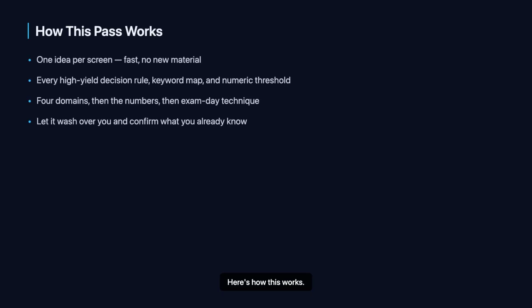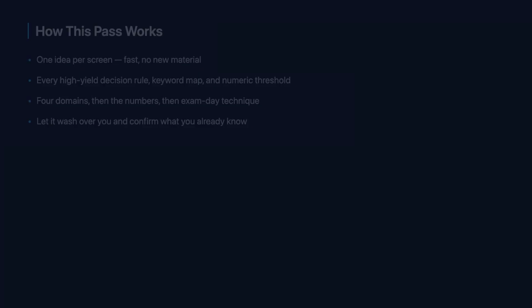Here's how this works. 1 idea per screen, moving fast, nothing new. We'll sweep through every decision rule, keyword map, and numeric threshold worth locking in. First the 4 domains in order, then the raw numbers the exam quotes, word for word, and finally the technique for taking the test itself. Don't strain to memorize. Just let it wash over you and confirm what you already know.